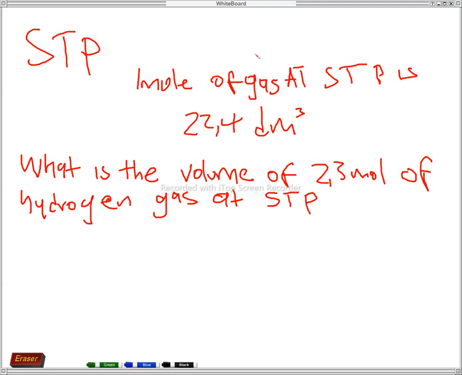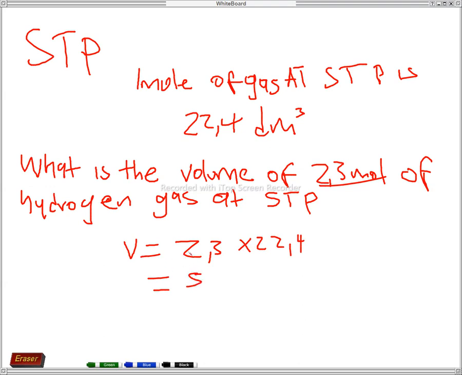So in this question, they are asking us what is the volume of 2.3 moles of hydrogen gas at STP. So this is simple, you understand. If we were to calculate the volume here, what are we going to do? We know that 1 mole of a gas at STP is 22.4. So we just have to take the number of moles, 2.3, times 22.4, and then you can punch this on your calculator.